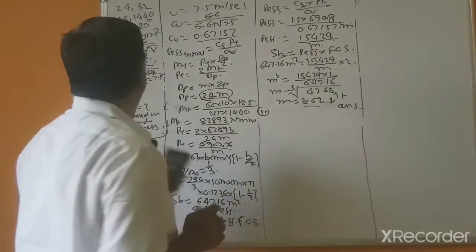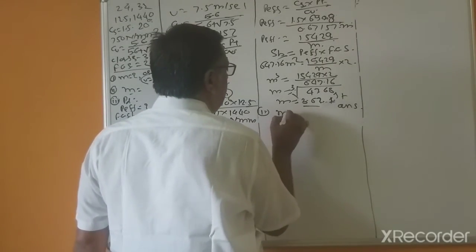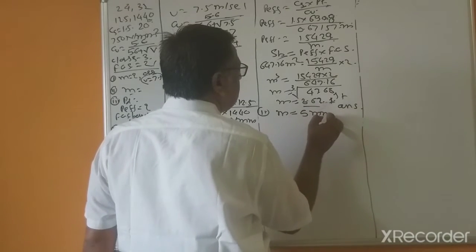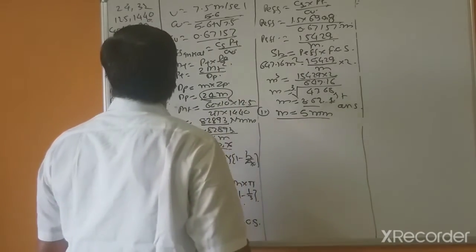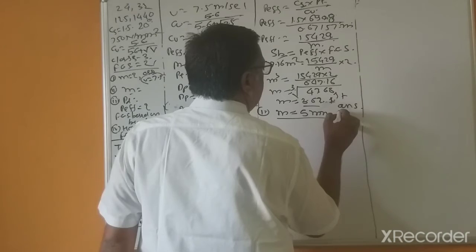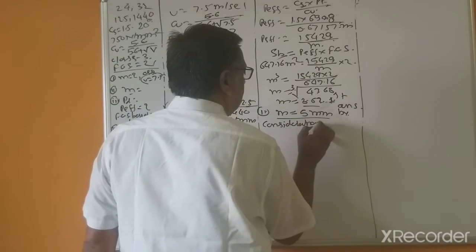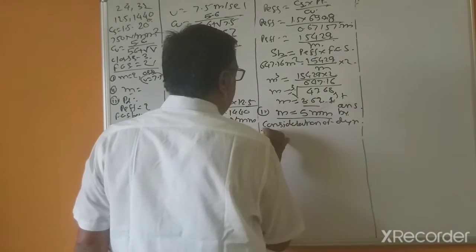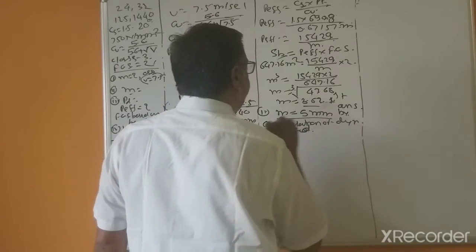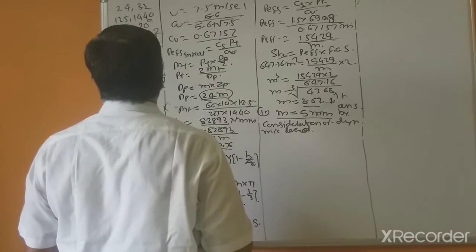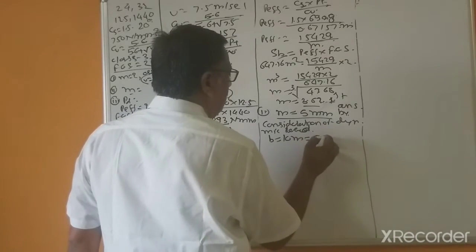For the second answer, now this is the module, second is the first choice. So m equal to 5 mm, by consideration of dynamic load. For the safe side we consider m equal to 5 and b equal to 10 m, so this is 50 mm.